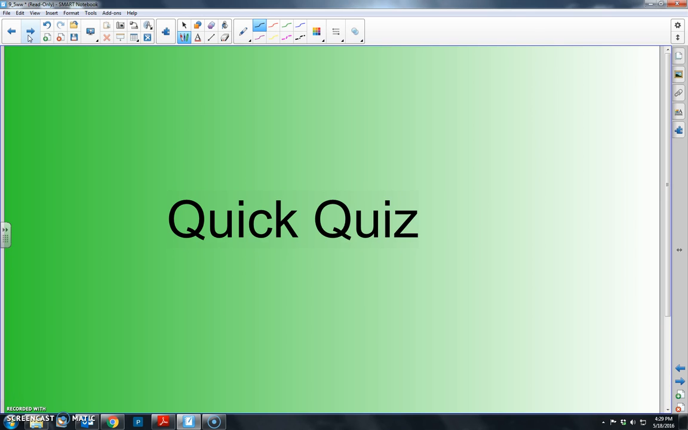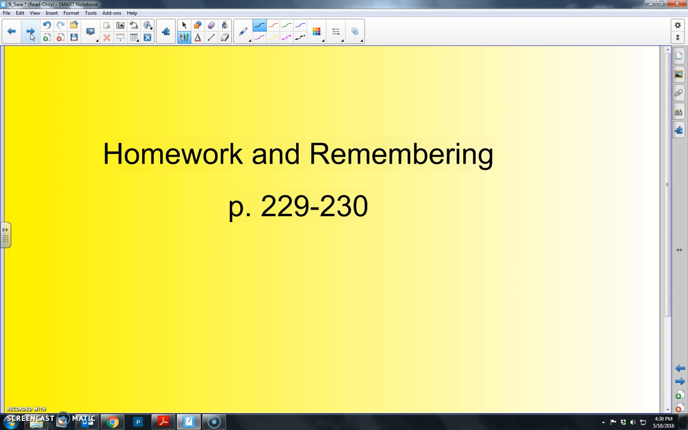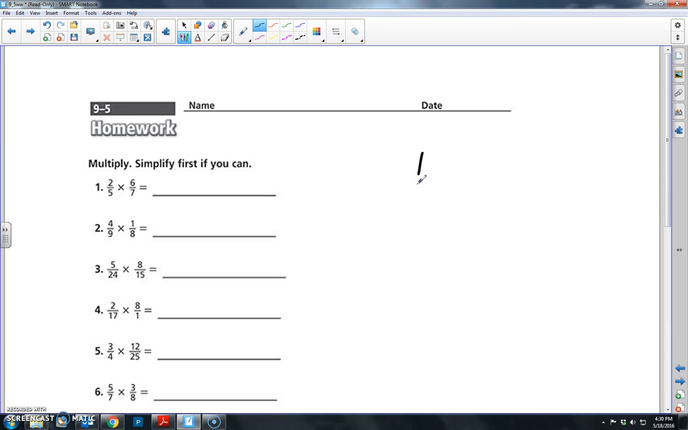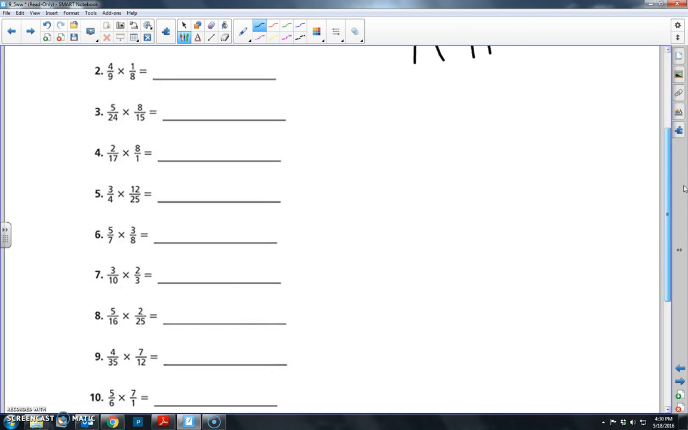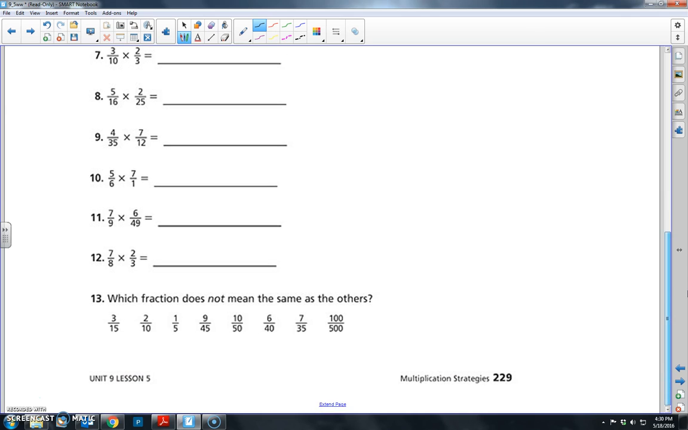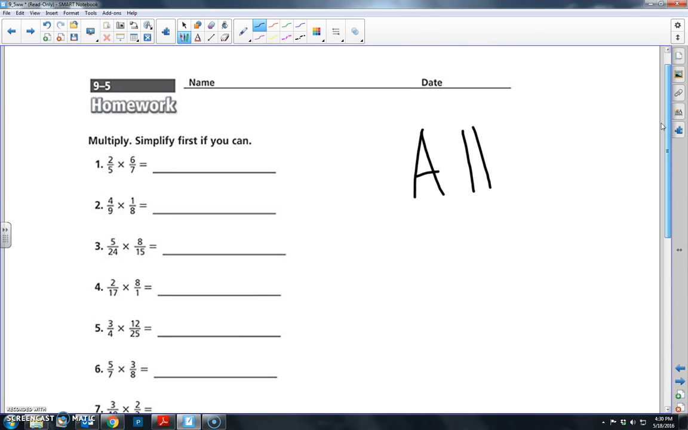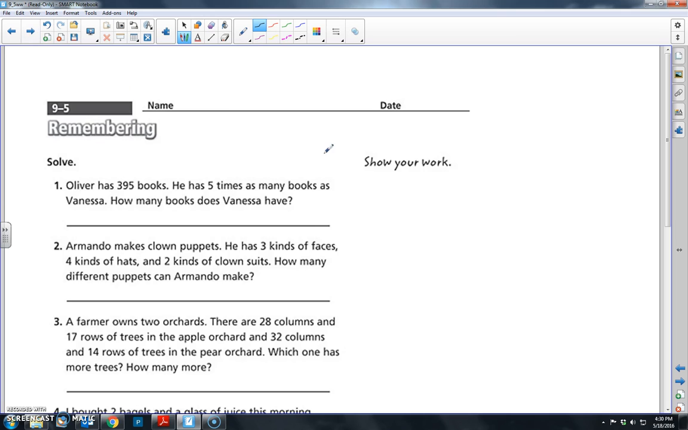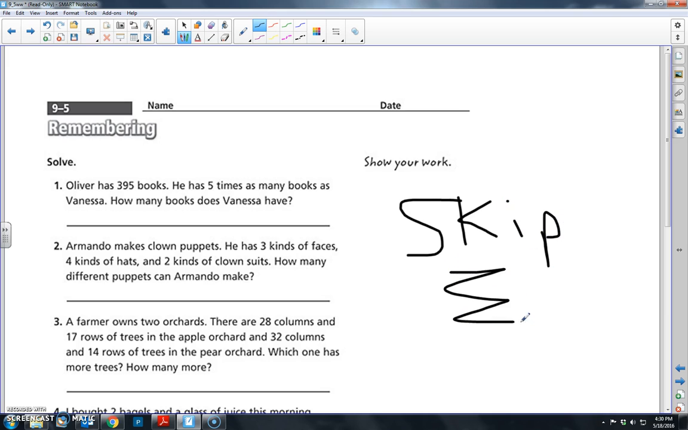Because we're not going to do the quick quiz, we can do that tomorrow in class. That's fine. But we do have some homework. I want you to do 9.5, all of it, the whole page, from top to bottom. Do it the same way we just did if you go back through the lesson. And then if you turn the page, I want you to skip this whole page. You're welcome.